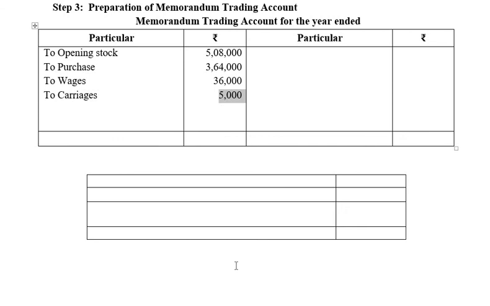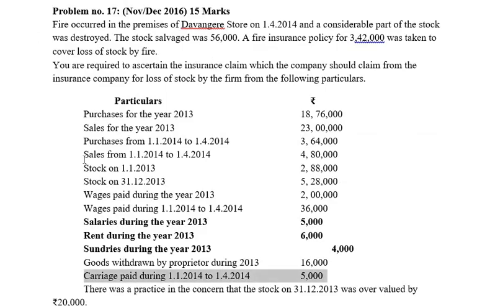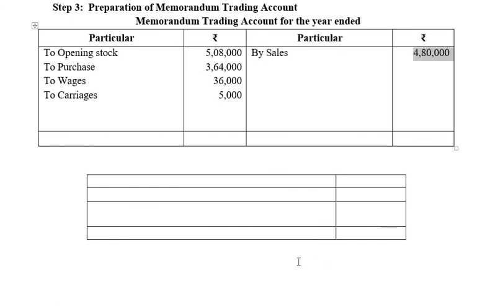Next, sales. How much are the sales? Check in the problem. The sales from 1/4/2014 are 4,80,000 rupees. So consider the sales as 4,80,000 rupees. This much information has been given. There is no closing balance given to us.